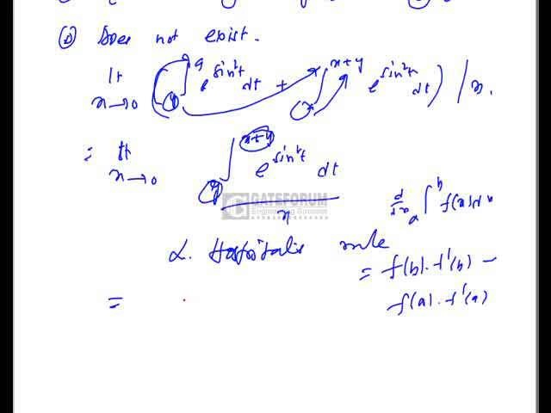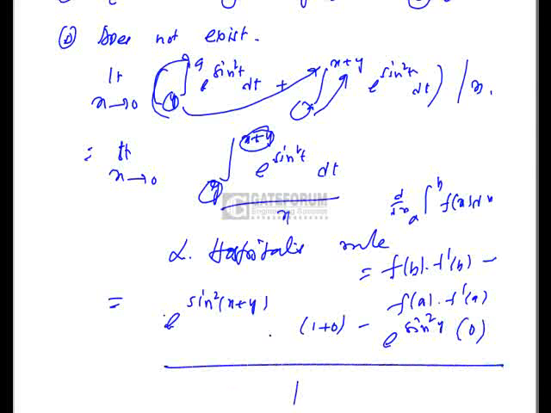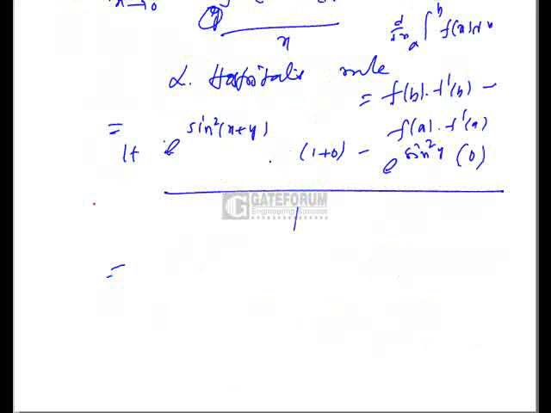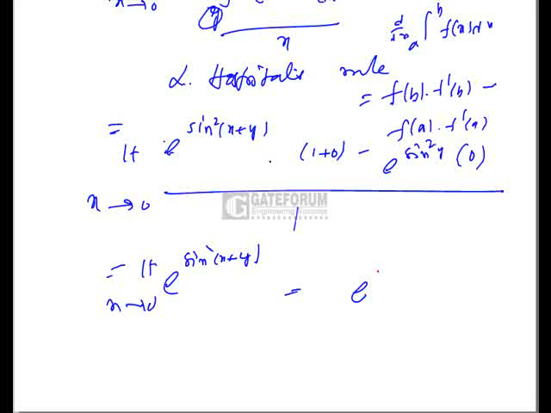So if I substitute that value, f of b is nothing but e power sin square of x plus y, into the differentiation of b. Differentiation of x plus y is 1 plus 0, minus f of a, which is e power sin square y, and the differentiation of y is nothing but 0, divided by the differentiation of x, which is 1. So the limit as x tends to 0 is e power sin square of x plus y. Now as x is tending to 0, this will be e power sin square y, which is nothing but option A.